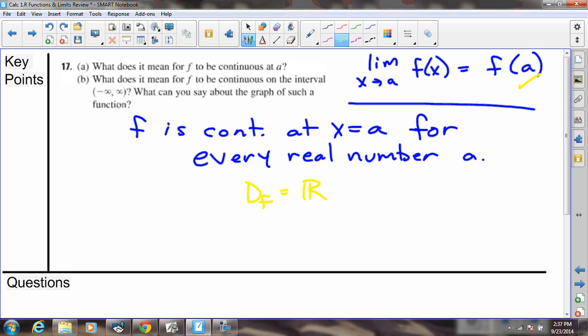And because it's continuous, we know that with the graph, there are going to be no holes, no jumps, and no gaps.